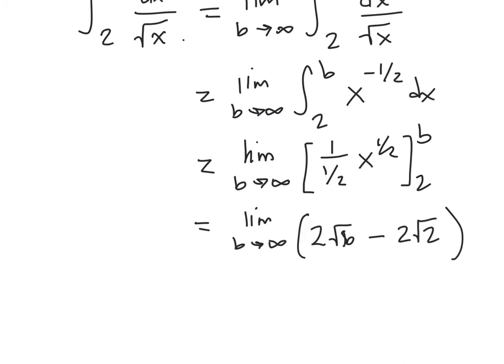Now think about what that does as b goes to infinity, this expression here. This just remains minus 2 square root of 2, nothing magical there. But what about 2 square root of b? Well, when you think about b getting really, really big, taking the square root of a large number makes it smaller. But still, as b gets really huge, this square root is going to get as big as we want. There's no upper limit on how big the square root of b can get. So that means that this limit is going to approach infinity.